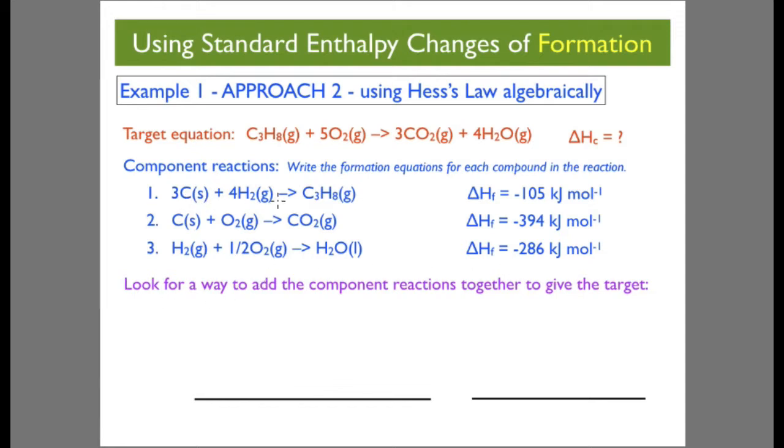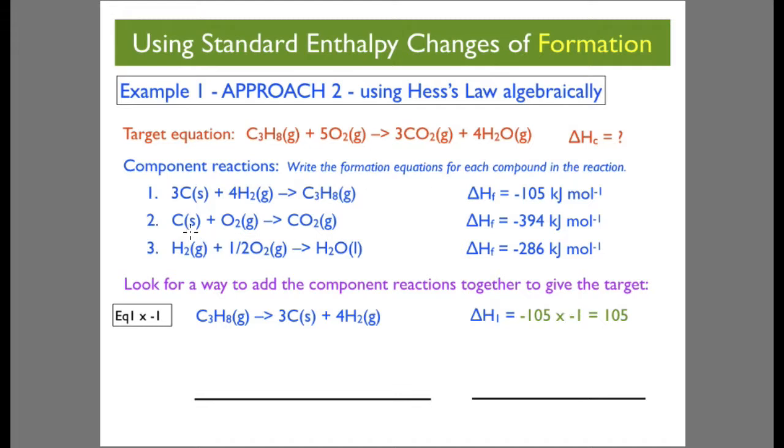Well, the first one, we can see this is the formation of propane, and so this needs to be reversed, and there's 1 mole of this and there's 1 mole of this, so we just need to reverse it, so multiply it by -1, and so we just need to multiply the enthalpy change of formation of propane by -1.